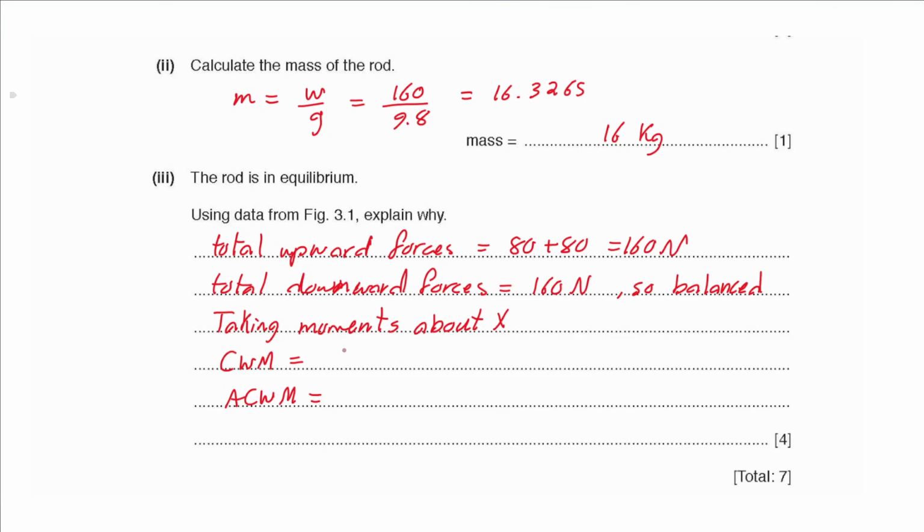So for the clockwise moment, we have a force 160 multiplied by a distance 1.2. That gives an answer of 192 newton meters. And for the anti-clockwise moment, we have a force of 80 and the distance 2.4. That also gives an answer of 192 newton meters. So they are balanced again, or they cancel each other again.